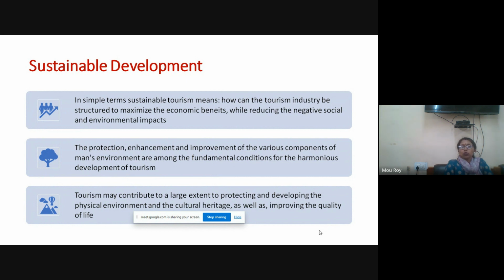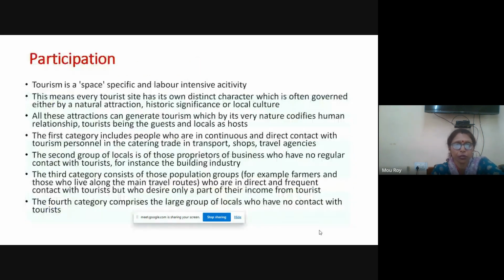So tourism may contribute to a large extent to protecting and developing the physical environment and the cultural heritage, as well as improving the quality of life. That is what is very important. It provides economic benefits and supports conservation efforts, but it is important to ensure that it is being conducted in a sustainable manner, so that the negative impacts are reduced.